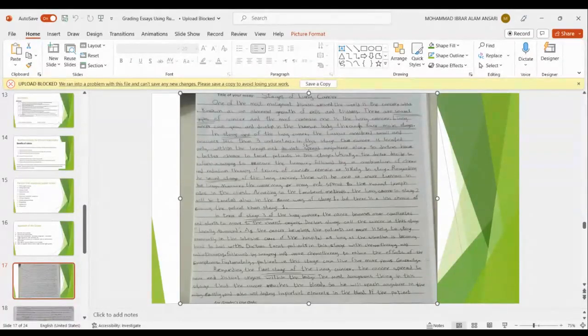Yeah, Ridwan, you are right. He meets all the criteria of the introductory paragraph, so he gets full marks. Exactly.